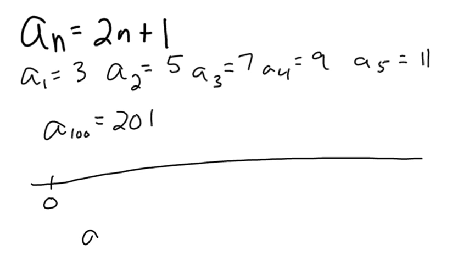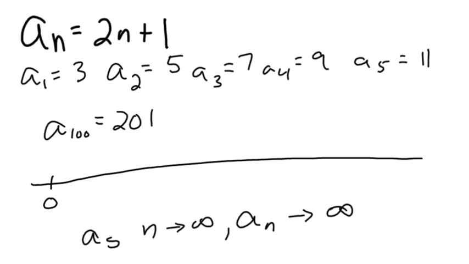That means as n goes towards infinity, a sub n goes towards infinity. That means all the terms of the sequence start heading towards infinity. The range of the sequence gets bigger and bigger. Well, we can graph this on our number line also.